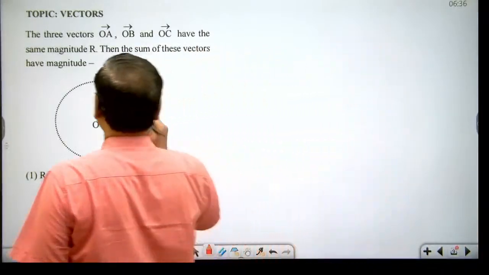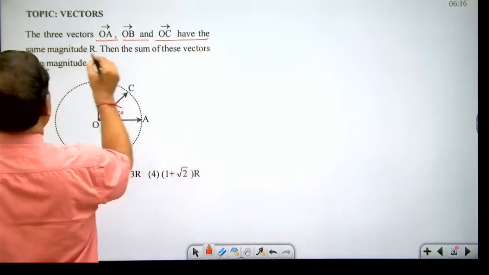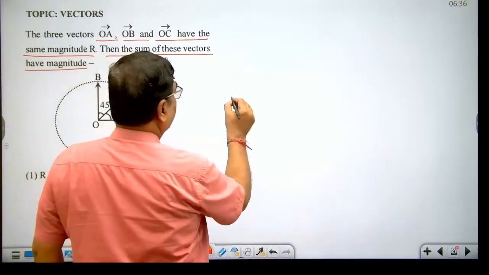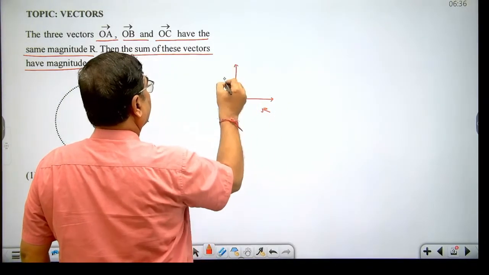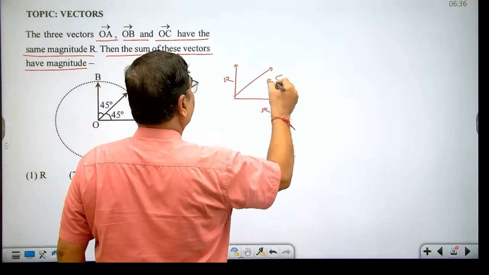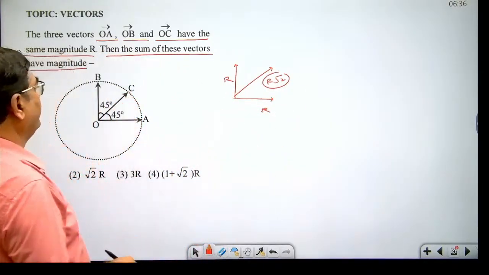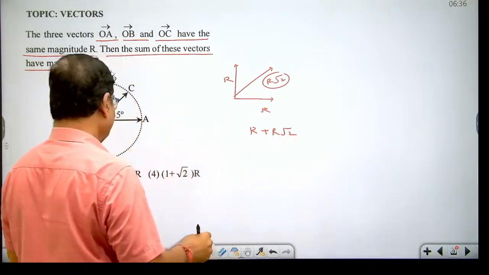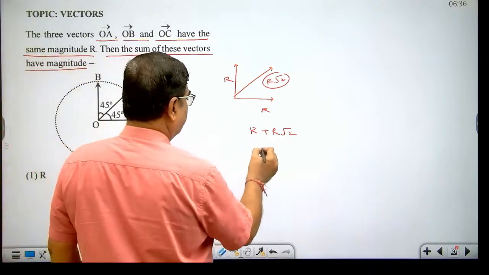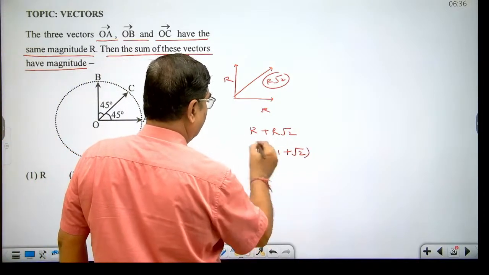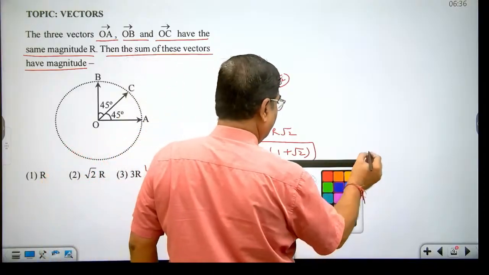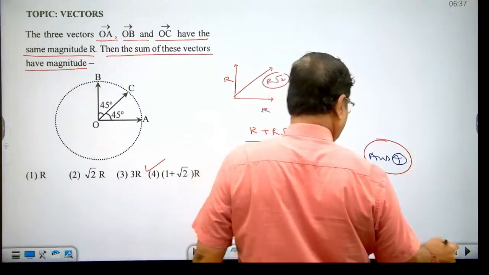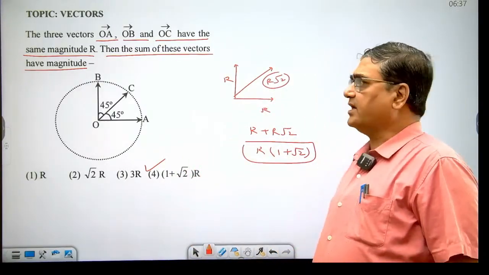The three vectors OA, OB and OC have the same magnitude R, then the sum of these vectors has magnitude? Dear student, this is R and this is R. Resultant of R and R will be R root 2 at 45 degrees, and this is already R. So in the same direction, the resultant will become R plus R root 2. So the answer is option 4. Option 4 is the correct answer for the question.